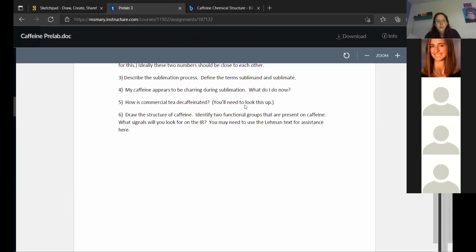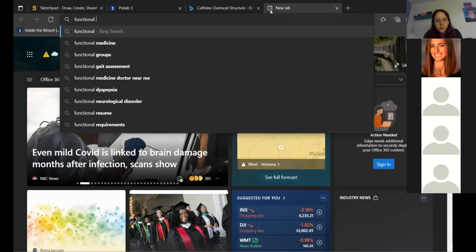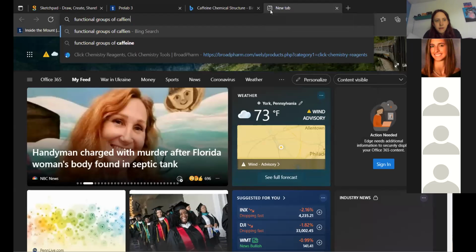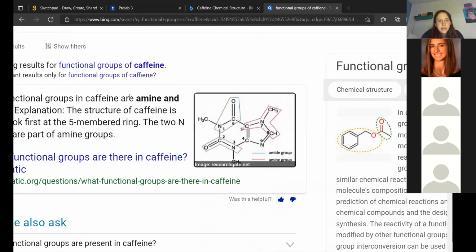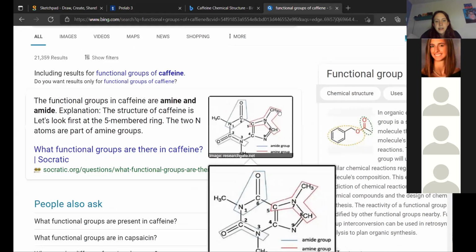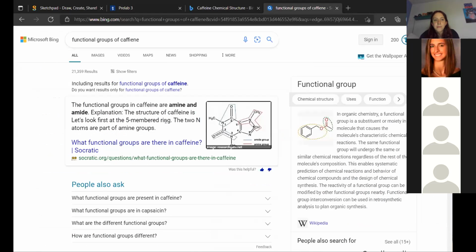Two functional groups present on the text. So when you're looking up functional groups, you can literally look up functional groups of caffeine. There's amines here and amides, and you haven't quite learned about those yet, but it did say that you could use your resources to help find them. So again, here's two that are set in stone. You can use these in your example, perfectly acceptable. There's an amine and an amide.